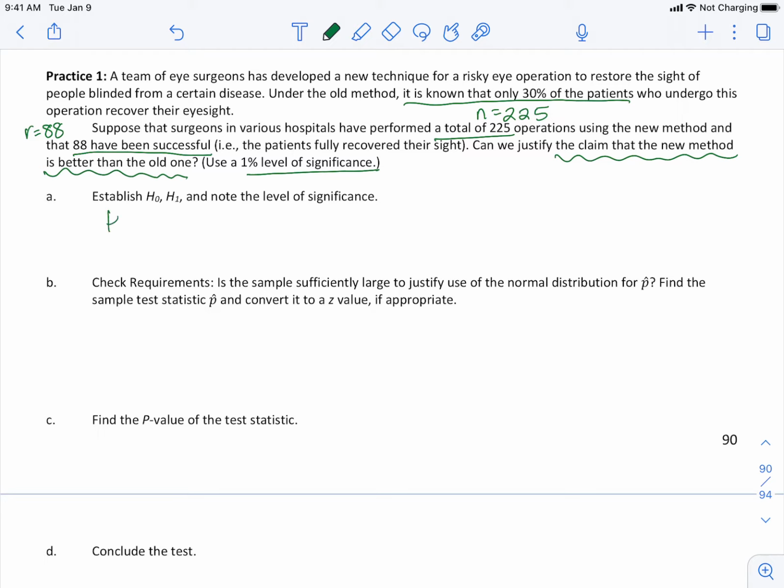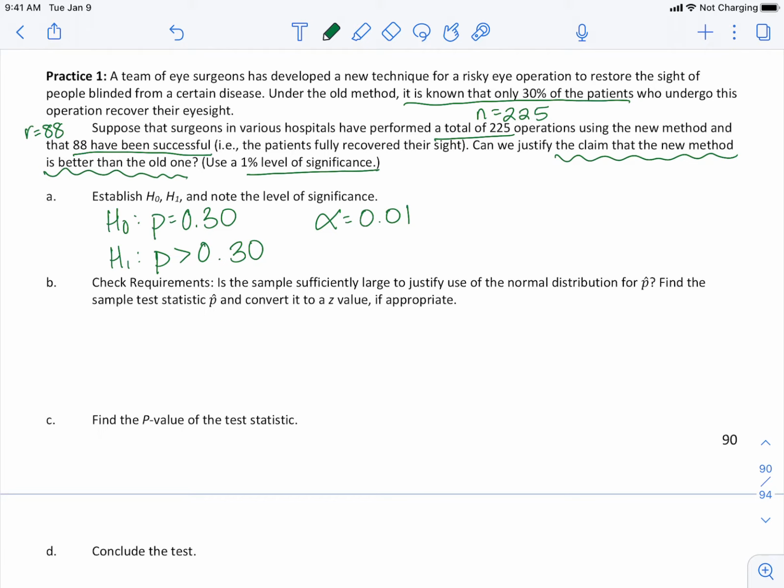Okay, for this one, our null hypothesis is going to be P is equal to 0.3. Our alternate hypothesis is going to be P is greater than 0.3 because we want to see if it's better. And then our level of significance, alpha, is going to be 0.01 because it says 1%.